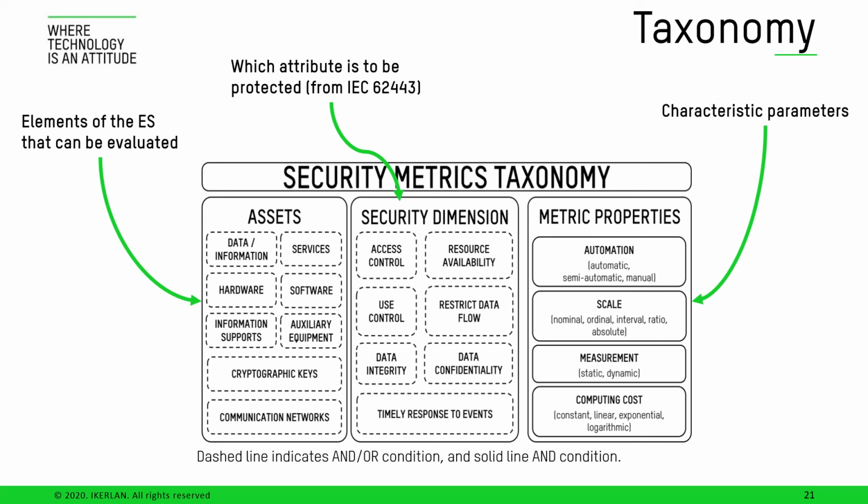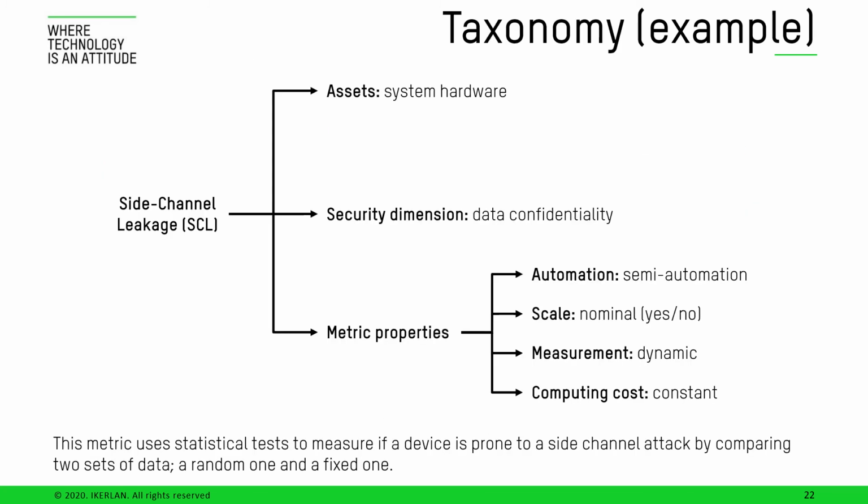Nevertheless, all values in metric properties are needed for each metric, as they represent the way the metric behaves, the cost associated to a metric, and the information it returns. And this is represented using solid lines in the figure. And we think that the best way to understand how this taxonomy works is using an example.